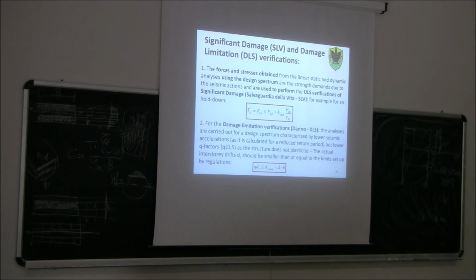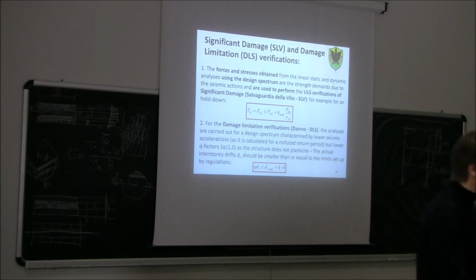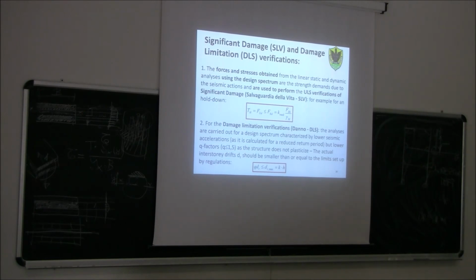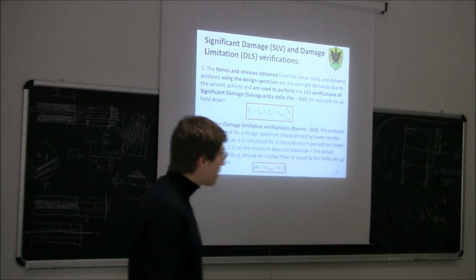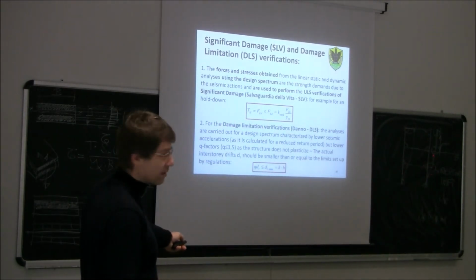Why do we want to do this verification? Because we want to make sure that if we have a reduced earthquake, for example, like this earthquake in Amatrice, which of course was a destructive earthquake in Amatrice, but not a destructive earthquake in L'Aquila, which could be considered as a, let's say, serviceability limit state earthquake, we don't want to have too much damage for a reduced intensity earthquake, because it means that if we have too much damage every time, we need to spend money. Okay? The damage can be limited by controlling the interstory drift.